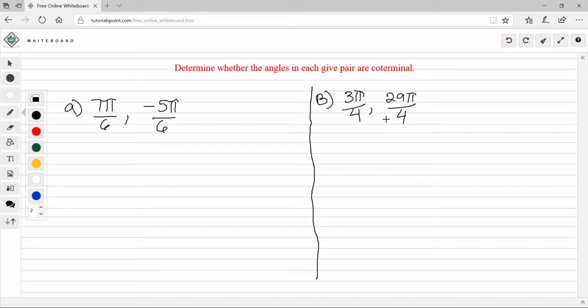So now we're doing coterminal angles. The question says, determine whether the angles in each given pair are coterminal. For part A we have 7 pi over 6, comma negative 5 pi over 6. In B we have 3 pi over 4, comma 29 pi over 4. So basically coterminal means they just have to meet at the same angle.